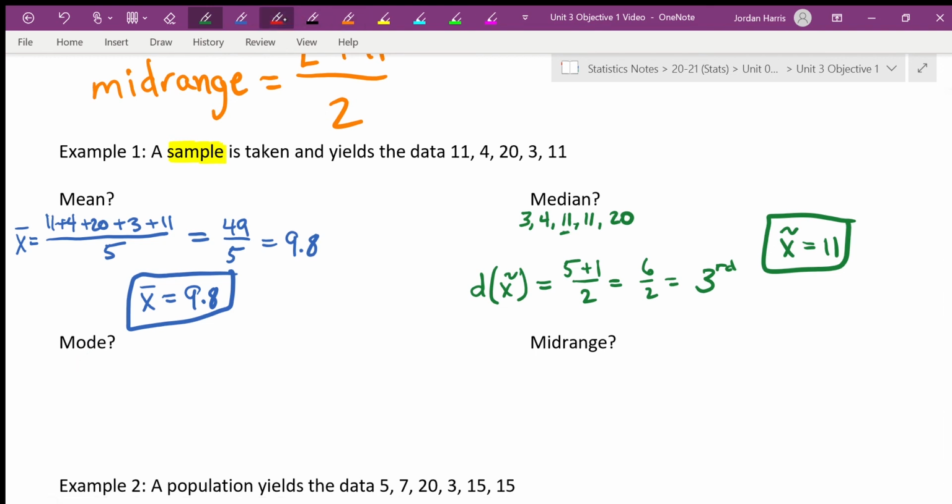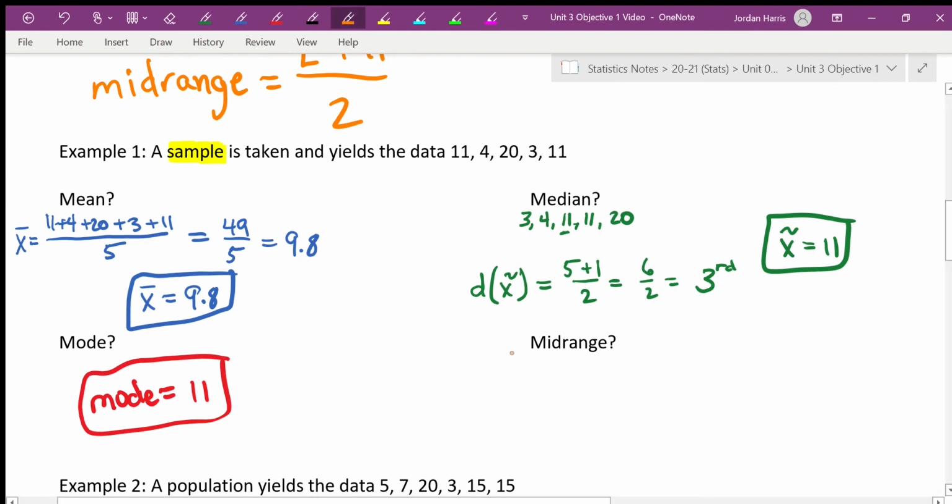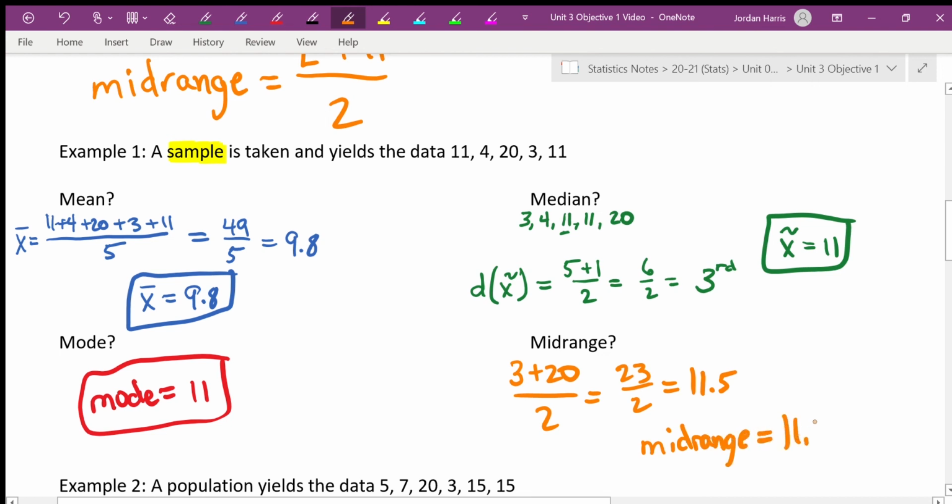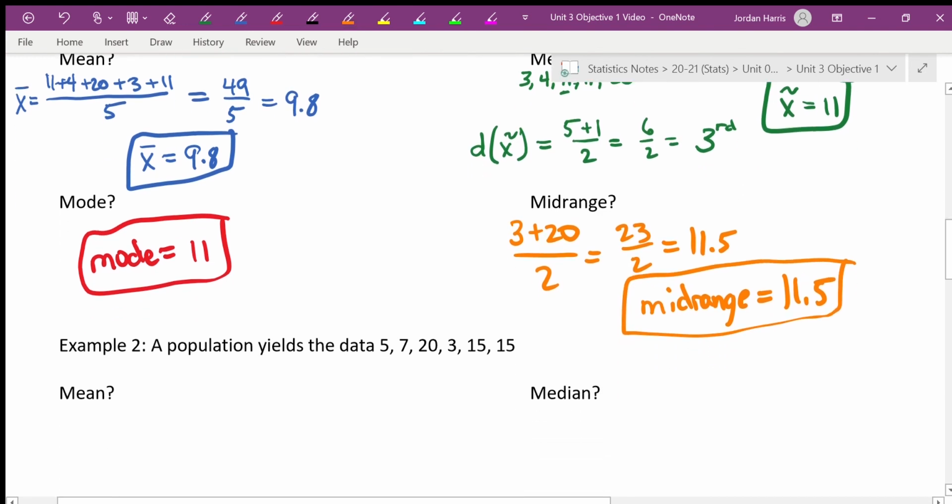All right, mode. This should always be your easiest one. Which number occurs the most? 11. Done. And finally, mid-range. Take the lowest number, add the highest number, divide by 2. So 23 divided by 2 is 11.5. So my mid-range, no fancy variables for these last two, is 11.5. Boom, done. Okay. Next one.